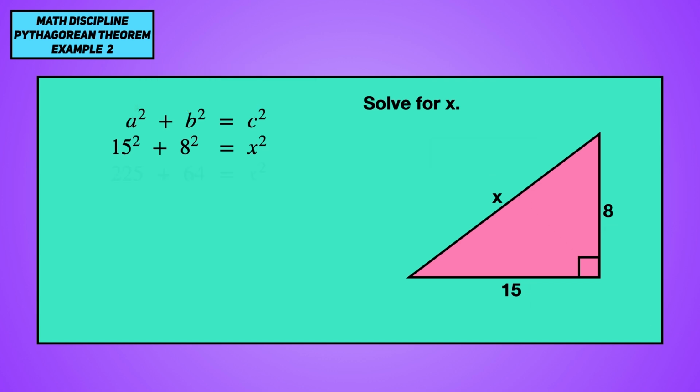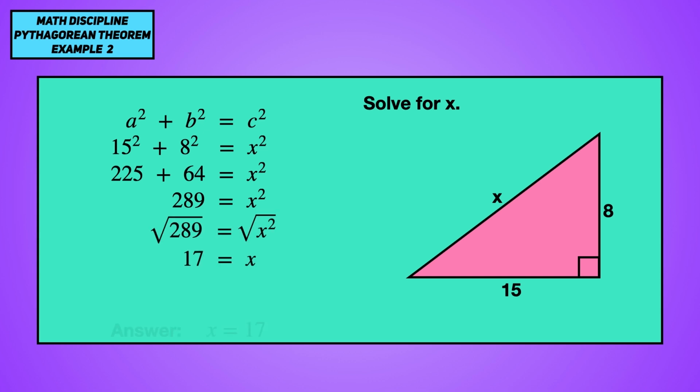15 to the second power is 225, and 8 to the second power is 64. We add 225 plus 64, and that gives us 289. Now we get the square root of 289, and that gives us our answer, x equals 17.